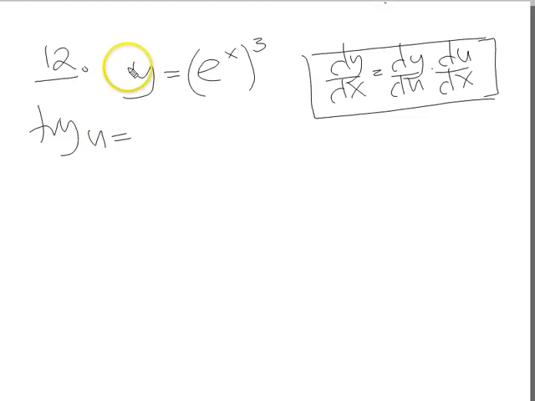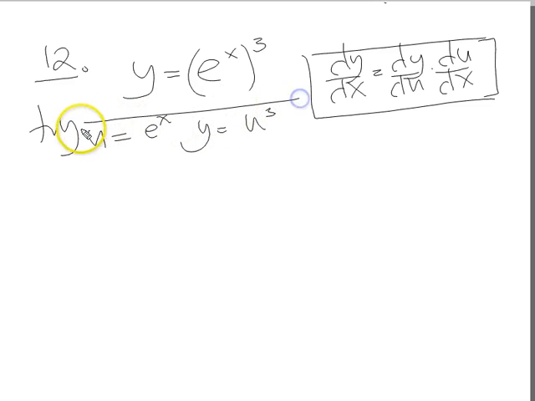Right, let's have a go at 12 then. We've got y equals e to the x cubed, something cubed. Are we all happy that we can try this being something? Yeah, now u cubed we can differentiate, so that should be the key then. So try u equals e to the x, then y is equal to u cubed.